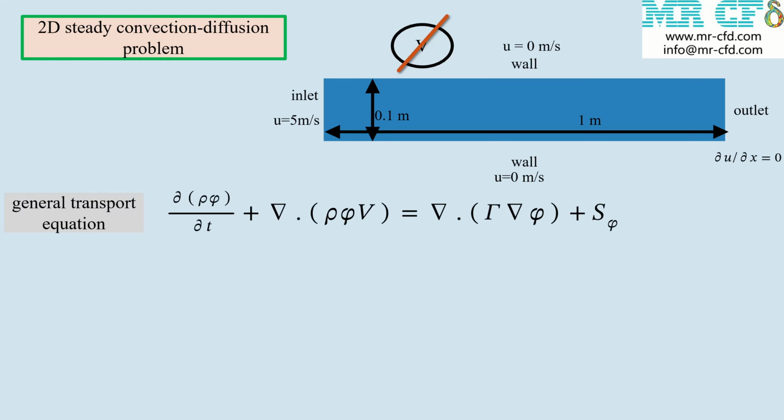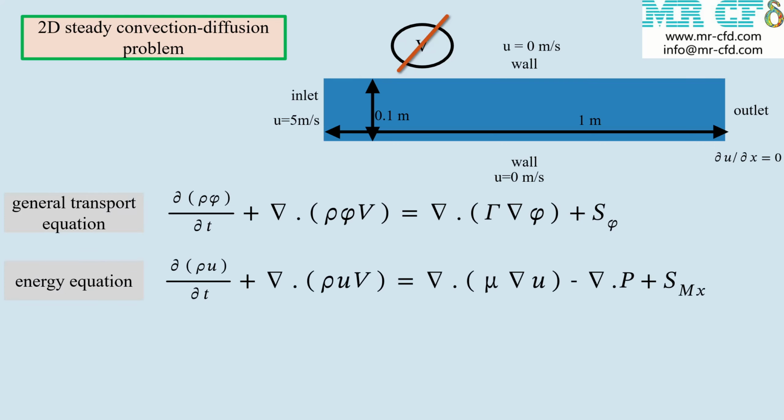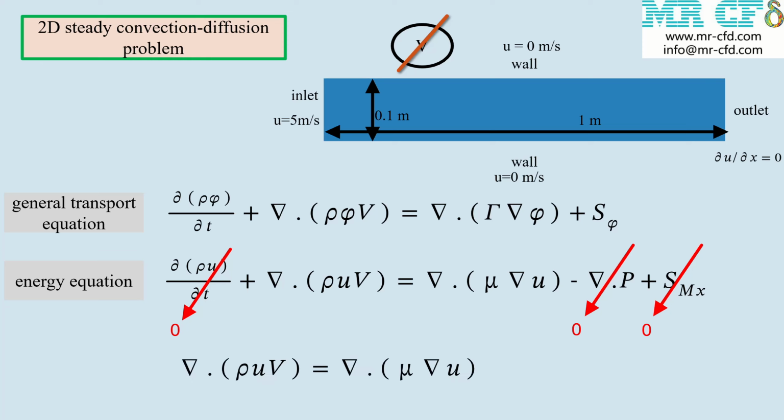Let's start with the general transport equation for the property phi. If we replace the property phi with the x velocity, the x momentum equation will result. In this relation, the first term, the transient term, is 0 because our problem is steady state, and also the source terms are 0 too. The final equation will be in the form of the following equation that includes convection and diffusion terms.